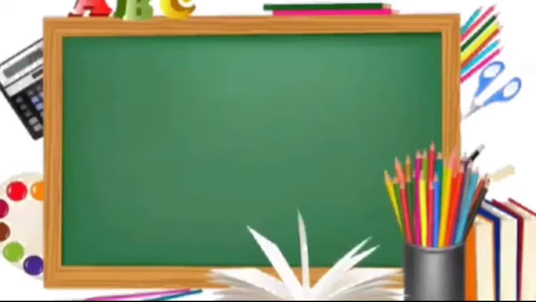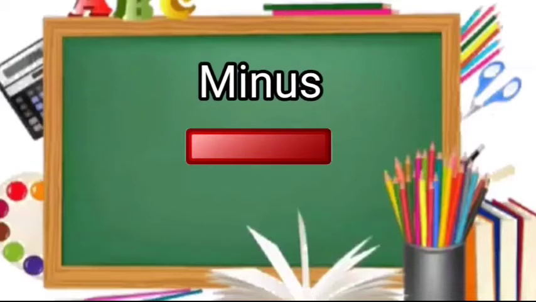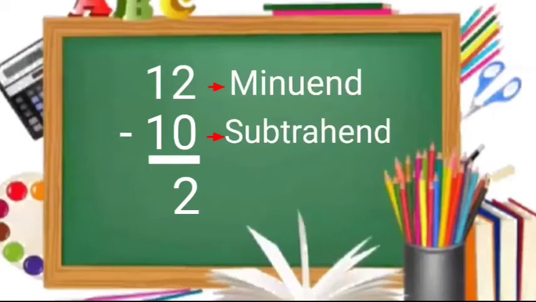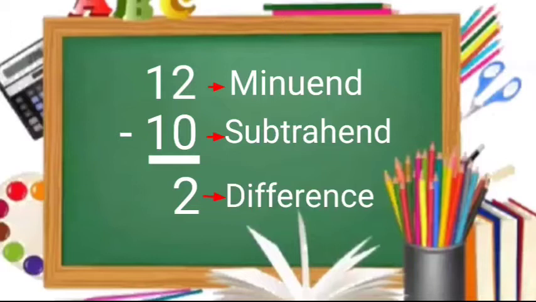Subtraction is represented by this sign, which is called minus. And each of the figures that form part of a subtraction are called minuend and subtrahend. The minuend is the number that is to be subtracted from, and the subtrahend is the quantity that we're going to take away from the minuend. The answer in subtraction is called difference.